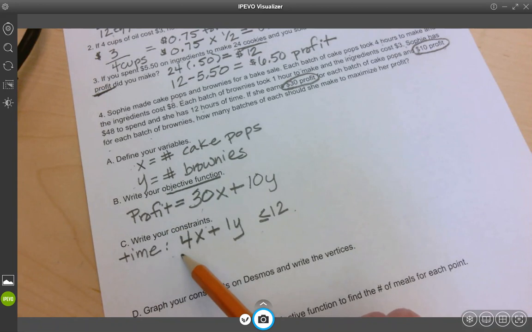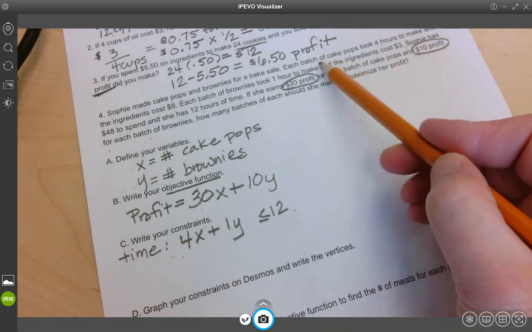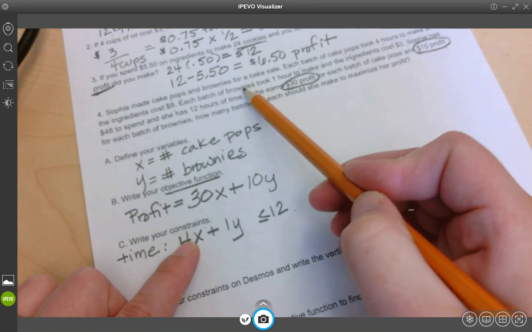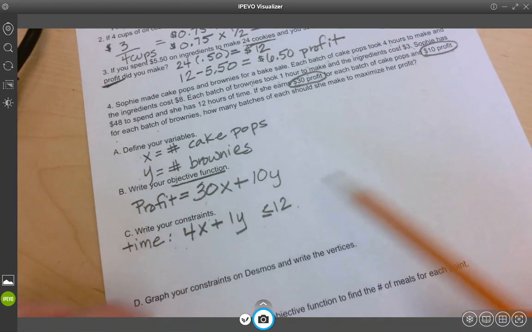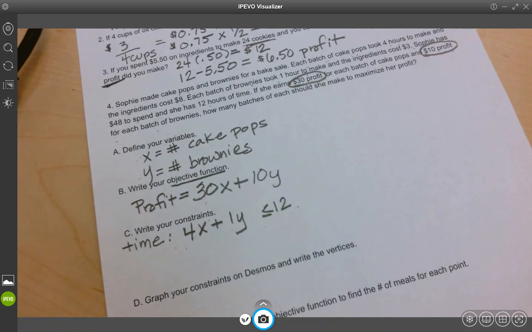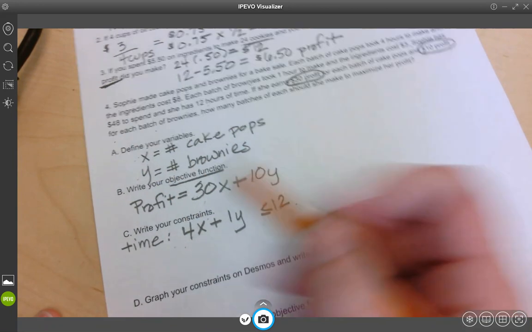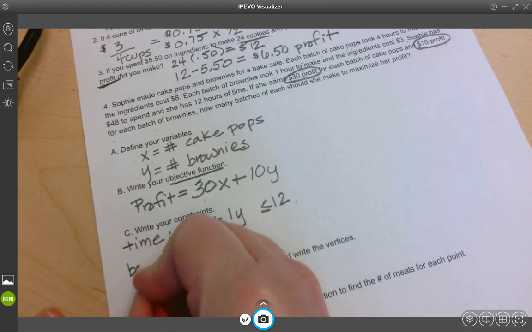All right, so let's just check back and make sure the numbers make sense. Cake pops took 4 hours, yes. And brownies took 1 hour. Very good. And all that time is going to be less than or equal to 12. What's the other thing that's limiting Sophie from making infinite cake pops? Her budget, right. So she only has $48 to spend. I like that word, I'm going to use that word budget.